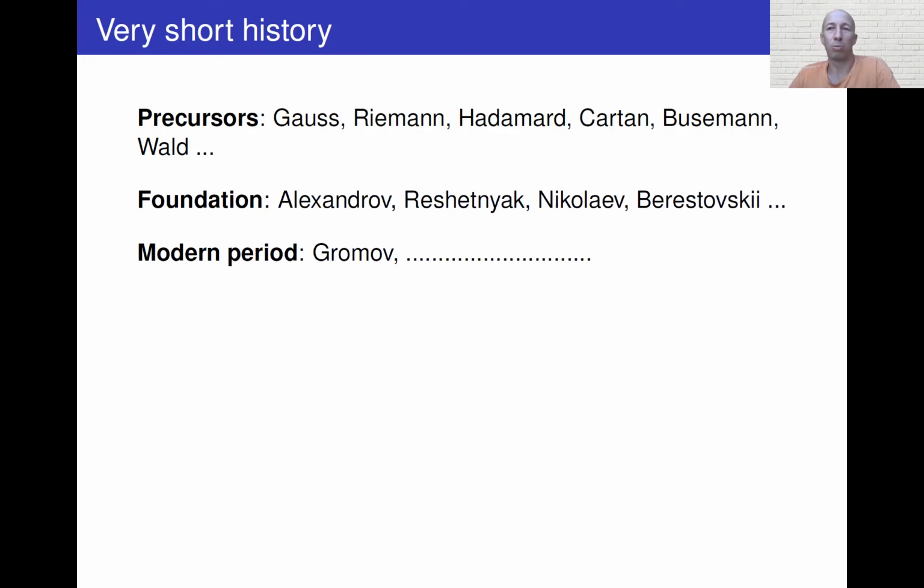Then the foundations of the theory were laid by Alexandrov shortly after the Second World War. Then the so-called Russian school, Reshetnyak and many students of Alexandrov, Nikolaev, Berestovskii, laid the basics of the theory. There were not many people working on this theory, and it was used for its own sake, not very much outside. Then the modern period started with Gromov, who popularized the subject and showed lots of directions where this theory could go. There are so many names after him that I have not listed them.